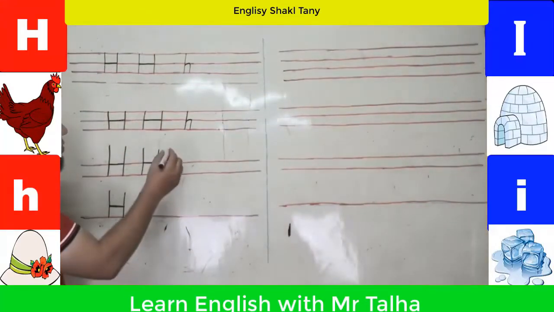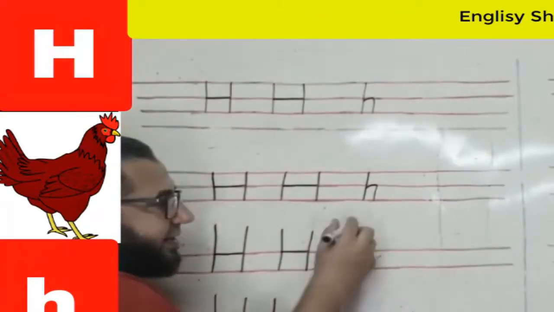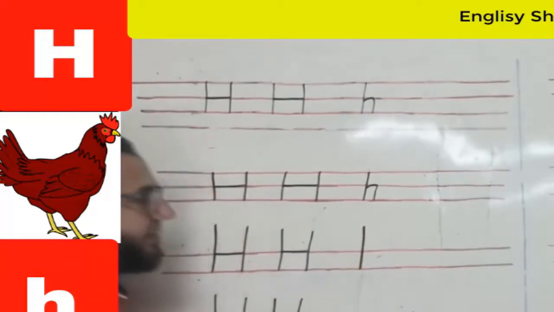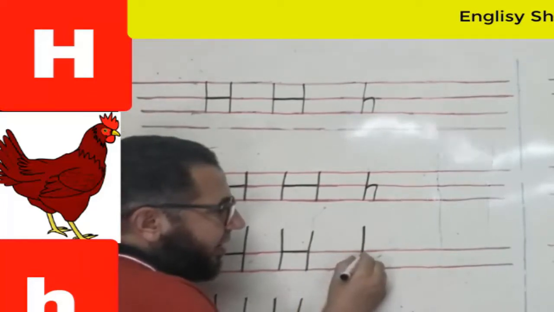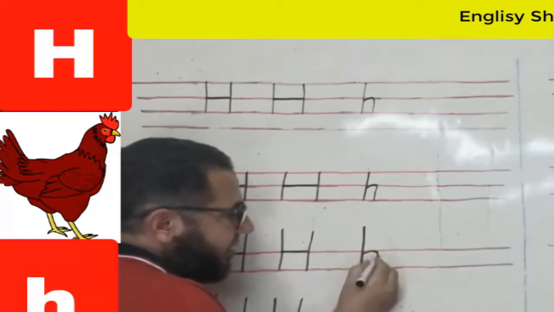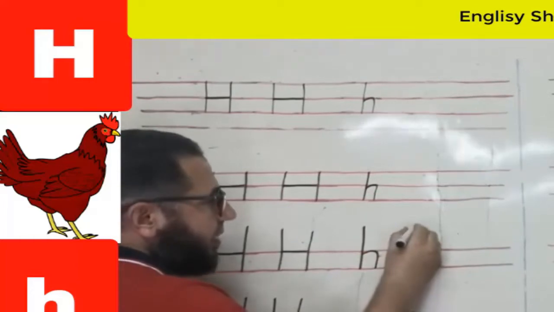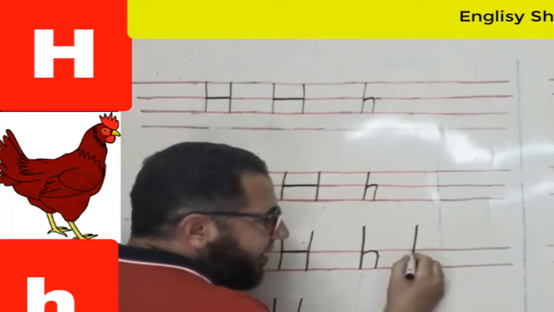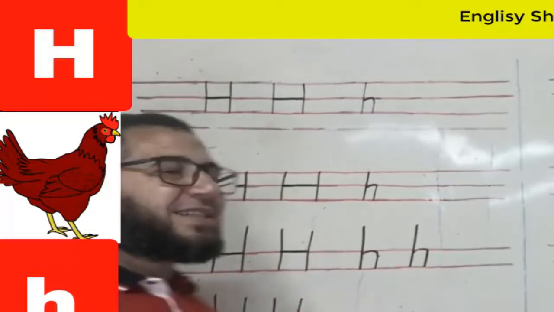Let's see how to write it on the two lines. I'll start from the top, above the two lines. Then go down to the second line. Then at the first line, I'll go with a curved line, then go down straight to the second line. Again, I'll start from the top, go down to the second line. Then at the second line, I'll make a curved line, then go down again to the second line. It's small h.